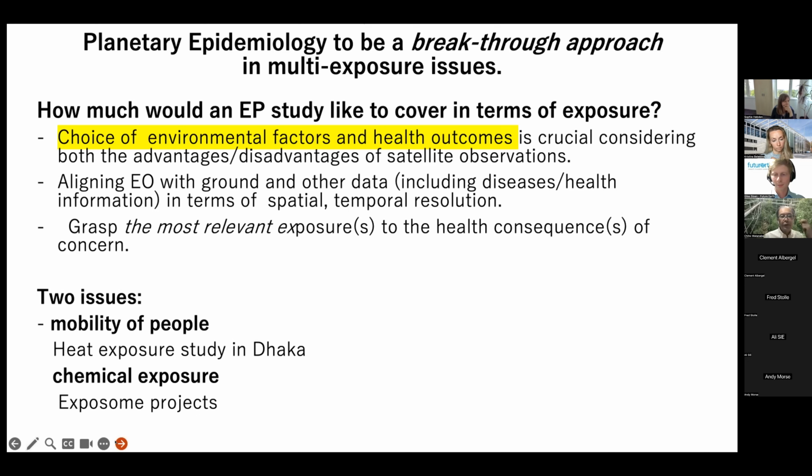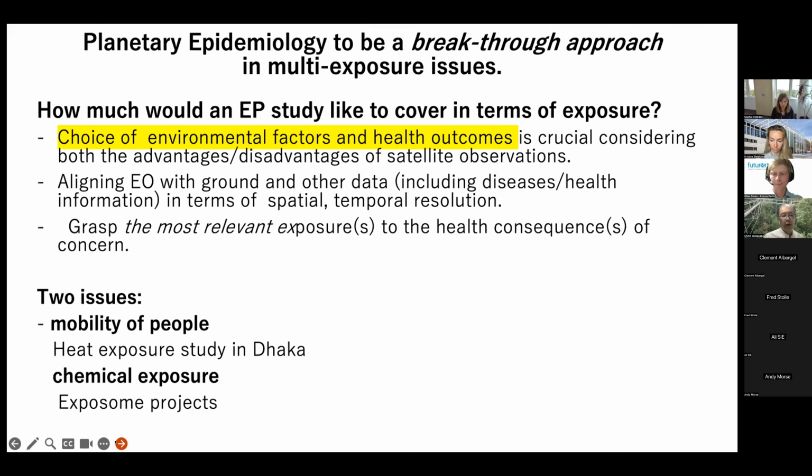I think one important point in environmental epidemiology is to what extent it would like to cover various exposures. There are many exposures, including physical, chemical, and of course biological. These combine to affect our health, and not only our health, but also the health of animals and plants. So it depends on what your aim is. That's a very important point. For that, the choice of environmental factors and health outcomes is very crucial, even if you are doing very explorative research.